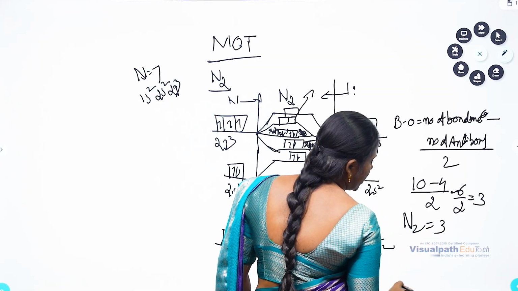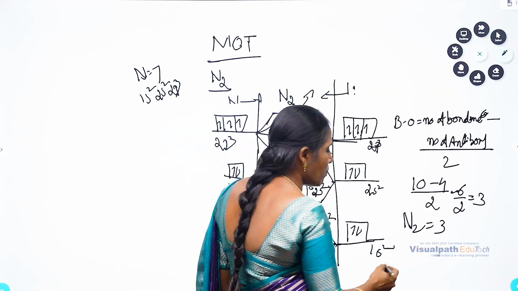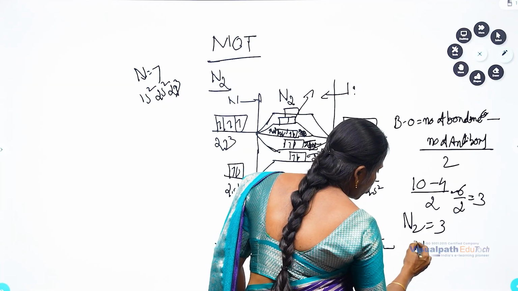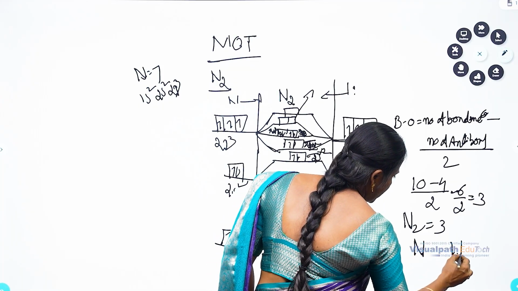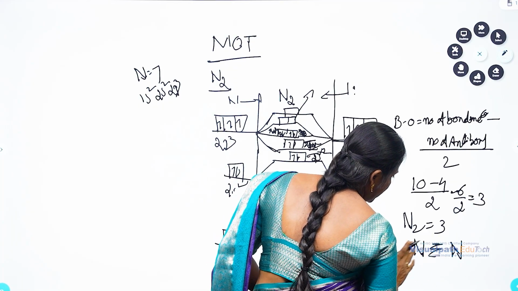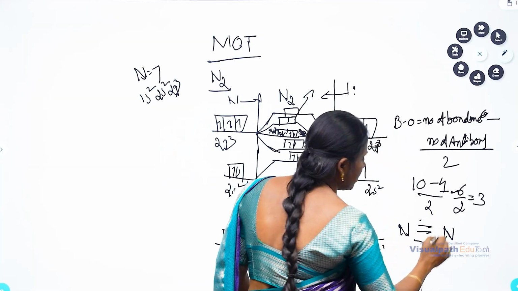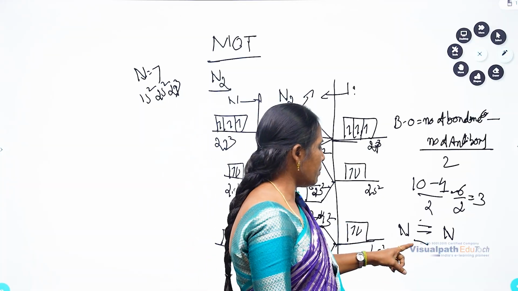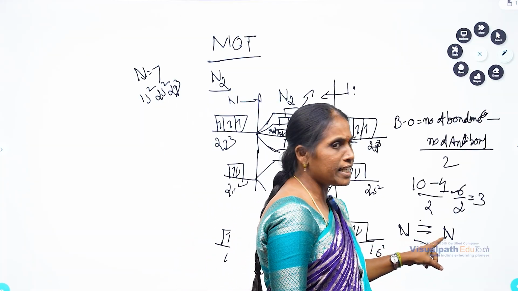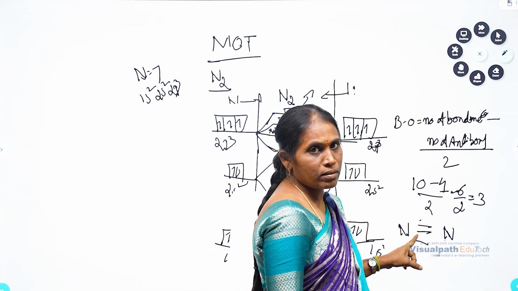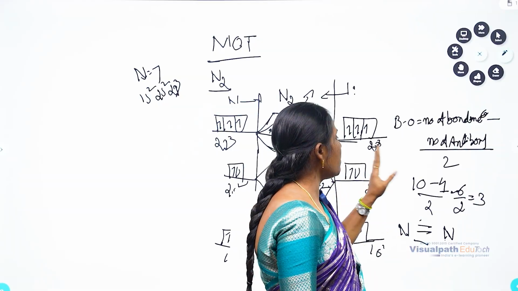So what is bond order? It is the number of bonds present in a molecule. Here, these 2 nitrogen atoms are with 3 bonds: 1, 2, 3. So nitrogen's bond order is 3, meaning in between these 2 nitrogen atoms there are 3 bonds. So it is the bond order.